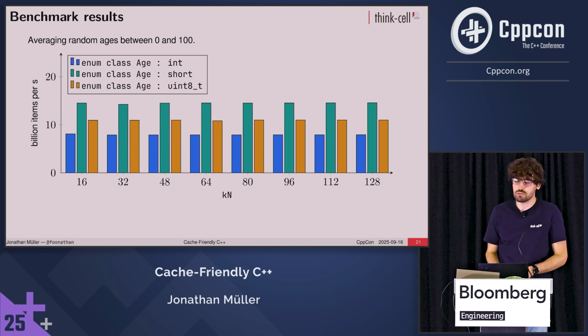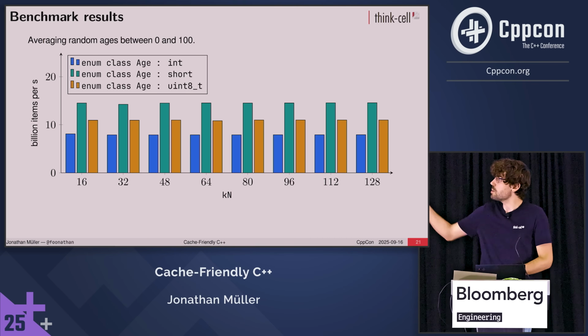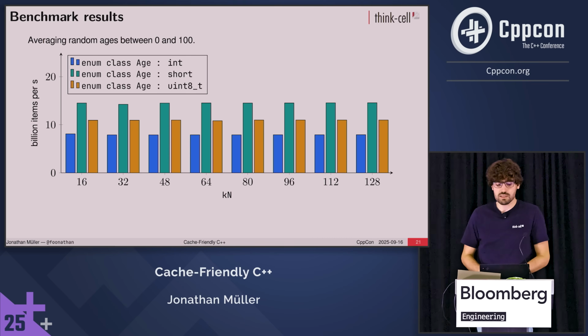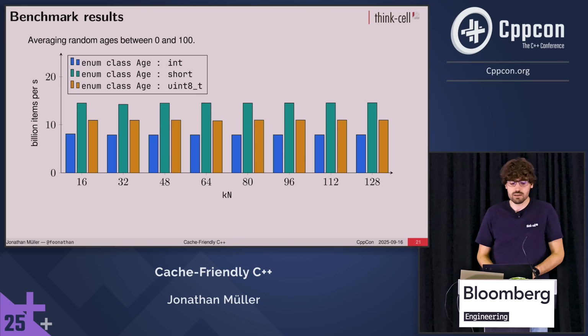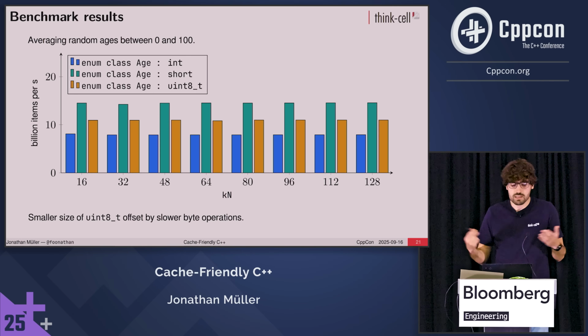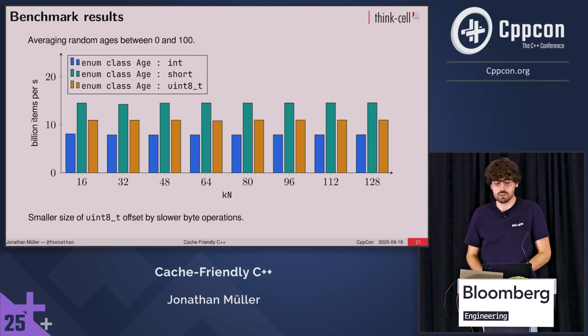But if we then go to the uint8, we are still faster than the int, but we're not as fast as the short, even though more of our data fits in the cache. So what's going on here? The simple answer is, on this CPU, the arithmetic on the uint8 is apparently slower than the arithmetic on a short. Right?